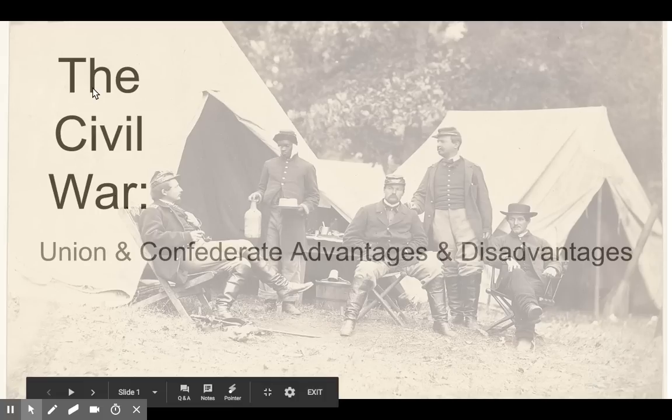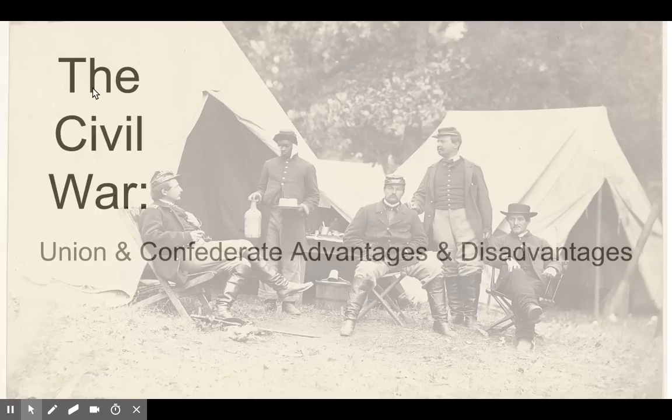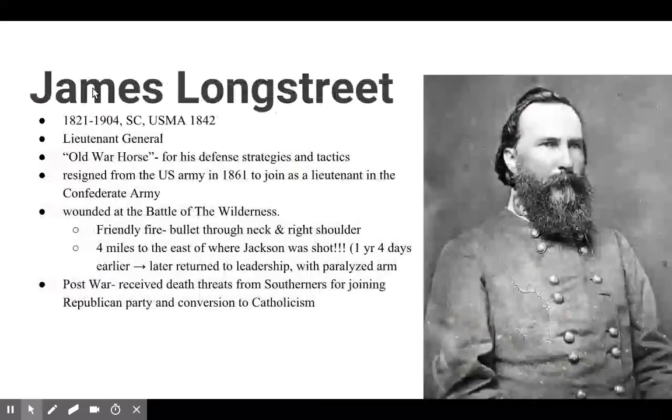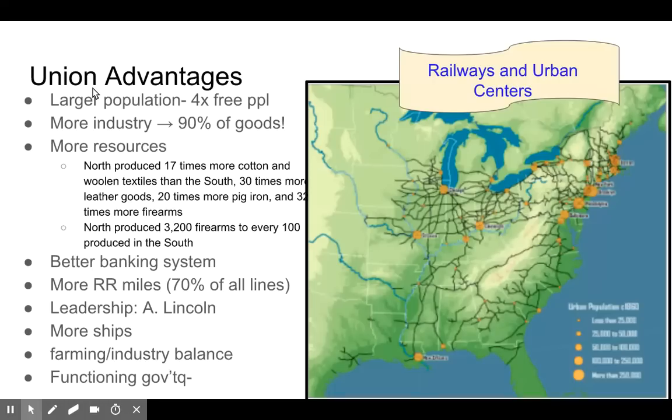All right, so now we're back to the advantages and disadvantages of each side in the Civil War. For last class, we focused on the Confederacy, and we highlighted some of their generals, namely Lee, Jackson, and Longstreet. And today we're going to quickly go through the advantages and disadvantages of the Union. I'm not going to focus much on their generals, but that might come up in other videos. This is pretty short, a review of what we did last class.